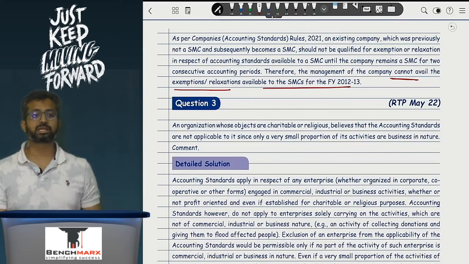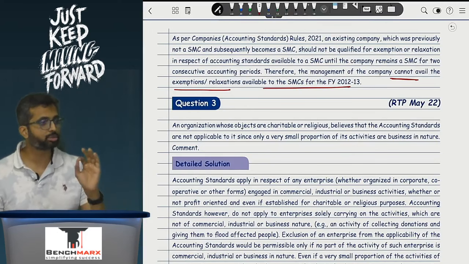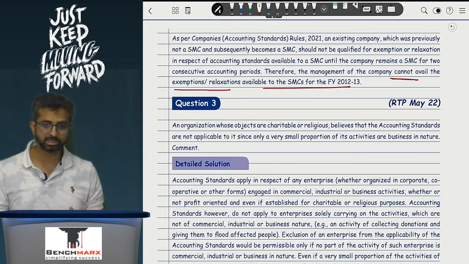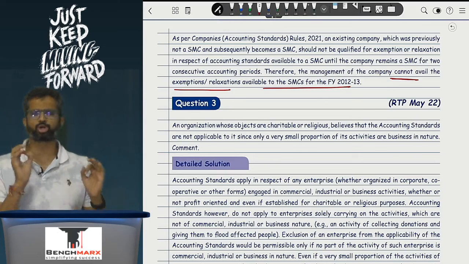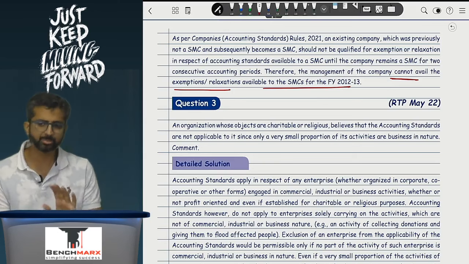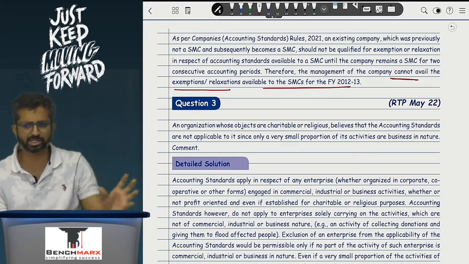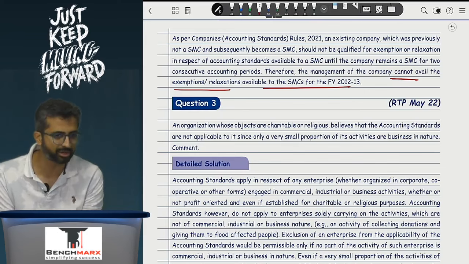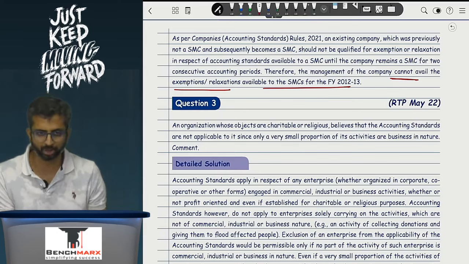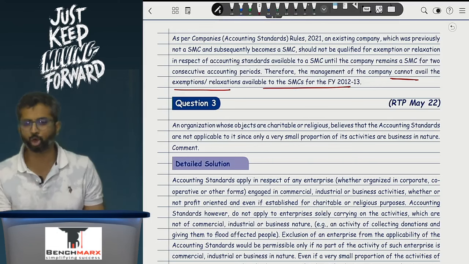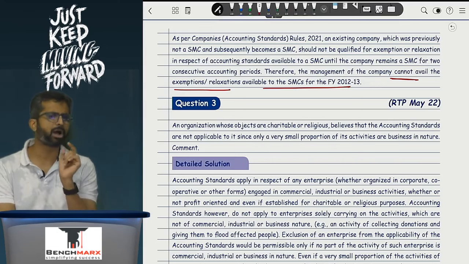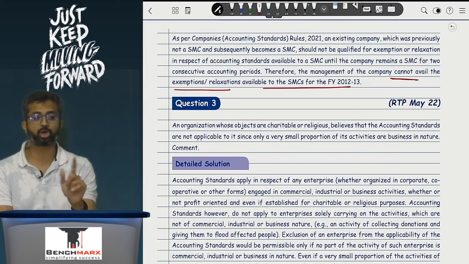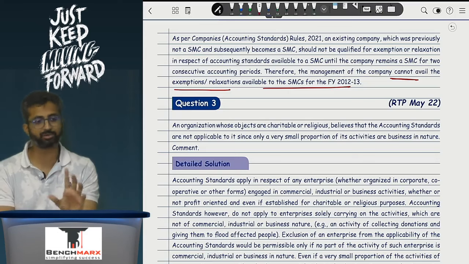So, accounting standards are applicable to whom? They are applicable to entities who are, let's say, having some business, industrial, some commercial. If it is a pure not-for-profit organization, accounting standards are not intended to cover that. Net profit calculation, etc. is not relevant. So, if I am a pure not-for-profit organization, accounting standards will not apply to me. However, even if some part of my activities has any business objective, then even if majority of my objectives are not for profit, I will be covered under accounting standards.